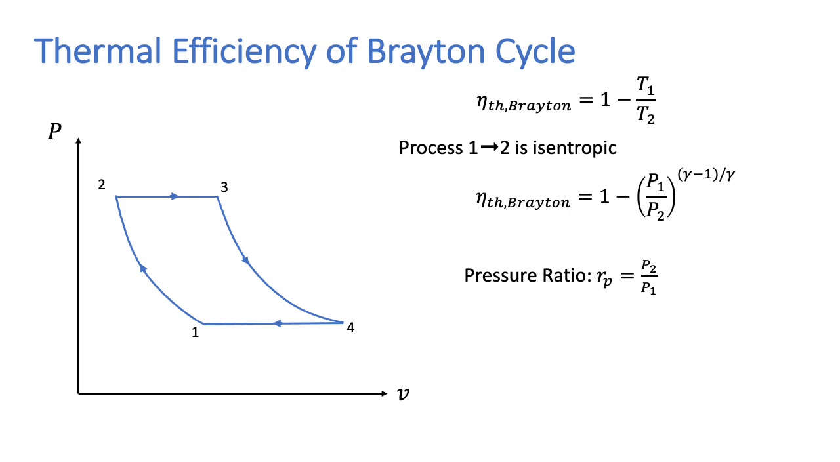We define the pressure ratio, R sub P, and this is defined as being equal to P2 upon P1. This is the ratio of the pressure at the exit of the compressor to that at the inlet of the compressor. The efficiency of the Brayton cycle then is 1 minus 1 upon Rp to the power (gamma minus 1) upon gamma. The larger the value of the pressure ratio, the greater the efficiency.